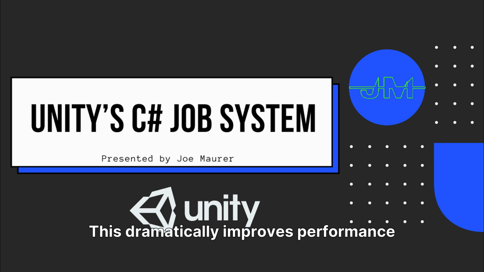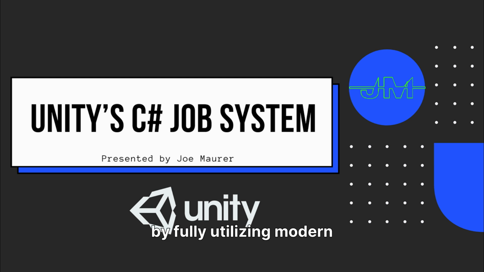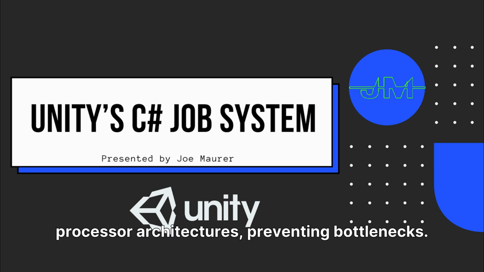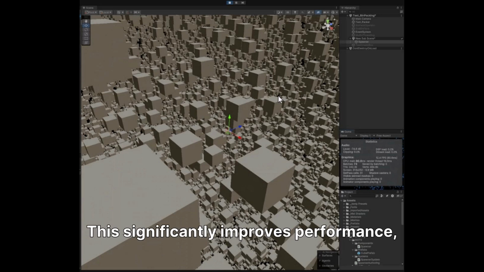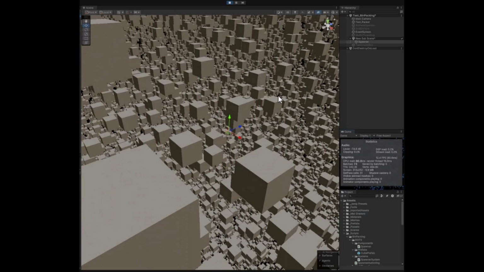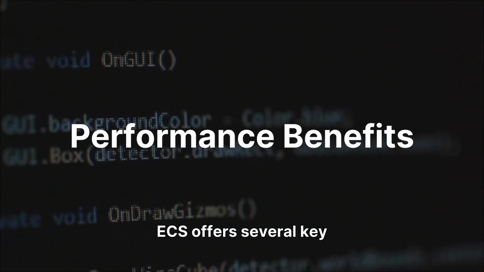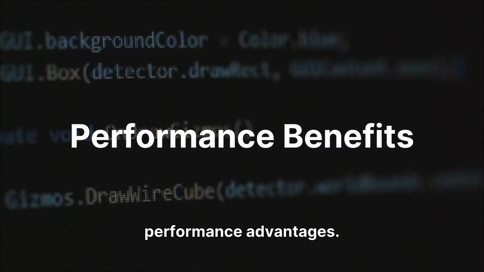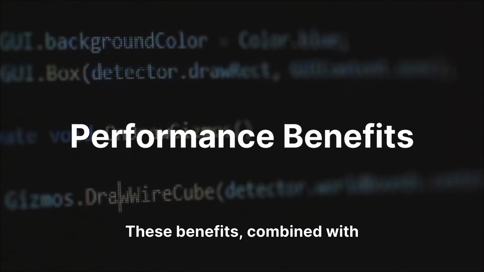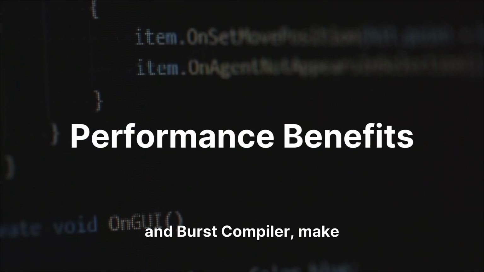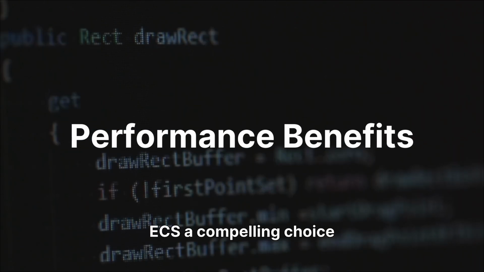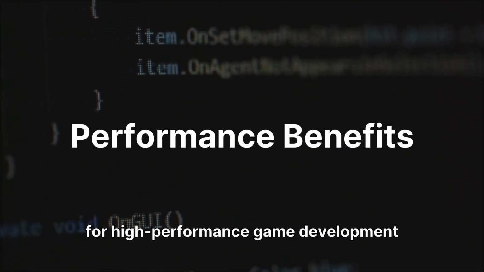This dramatically improves performance by fully utilizing modern processor architectures, preventing bottlenecks. This significantly improves performance, especially when processing a large number of entities. Many entities can be updated simultaneously, leading to much smoother and more responsive simulations in your game. ECS offers several key performance advantages. These benefits, combined with the C# job system and Burst compiler, make ECS a compelling choice for high-performance game development applications.